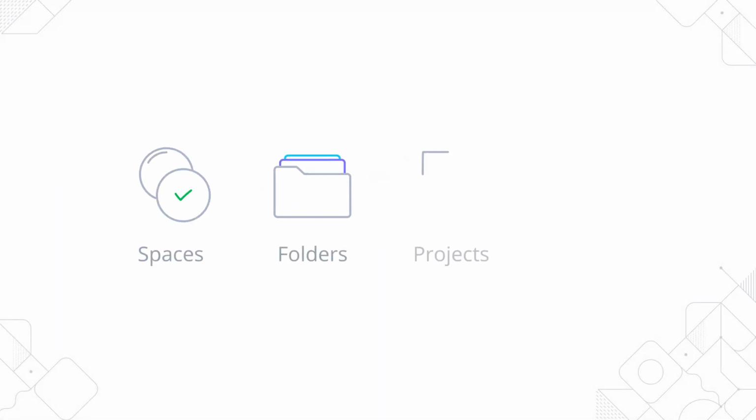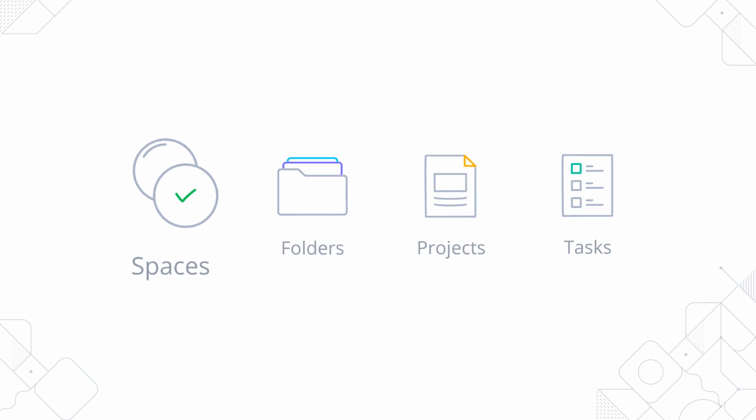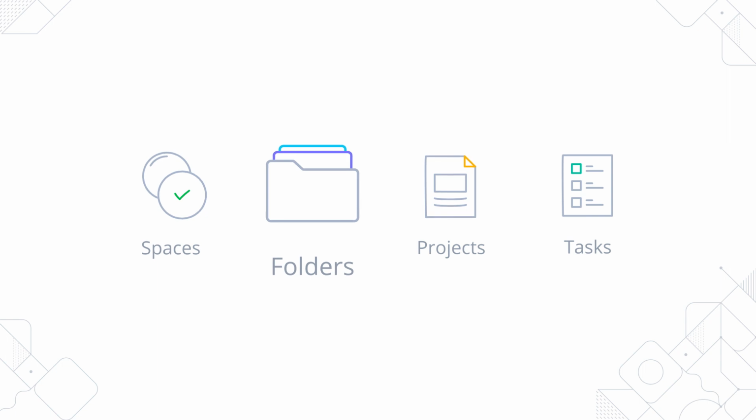Spaces, folders, projects, and tasks are the four building blocks in Wrike. Spaces are centralized repositories for all your team's work. They help organize the folders and projects your team uses. Folders are used to organize the data that you store in the spaces. You can think of them as buckets to house your projects and tasks.